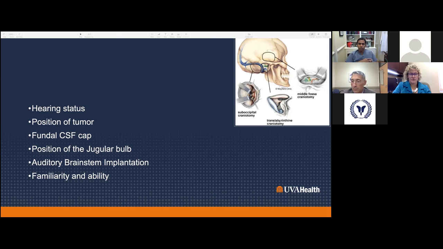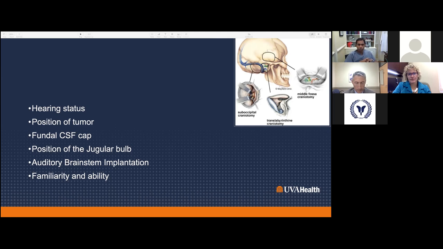Likewise, the presence or absence of a fundal cap of spinal fluid, I believe, is quite important. It also helps us intraoperatively determine, when I start the drilling of the IAC, how easy it will be to identify the facial nerve and the cochlear nerve, and a lot of that, especially distally in the internal auditory canal, is determined by the presence of a fundal cap.